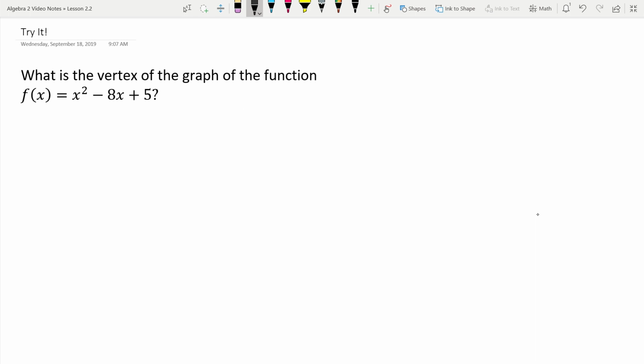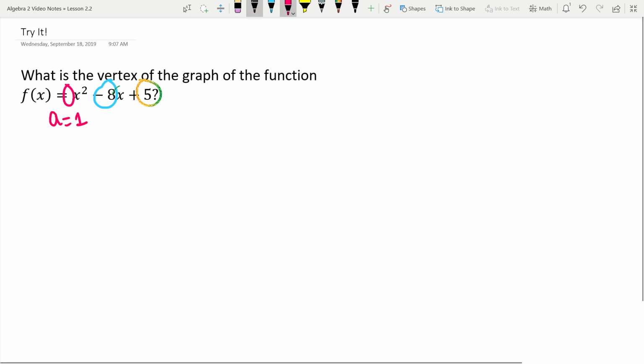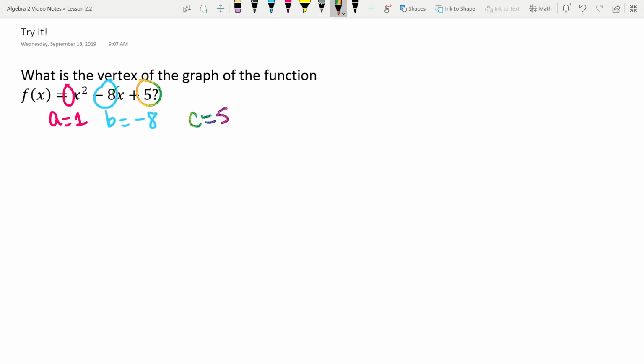All right, so let's go over the problem. So again, this is in standard form. Let's go ahead and find our A, our B, and our C. So here A is equal to 1. There's an invisible 1 there. B is equal to negative 8. And C is equal to 5.